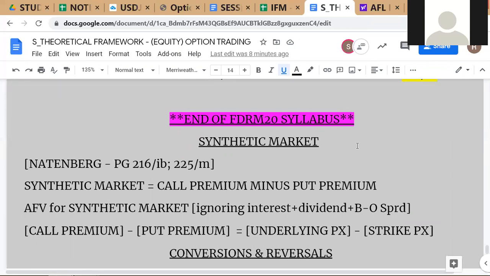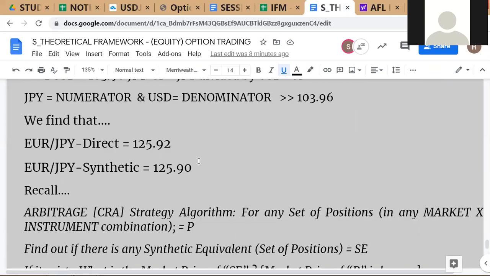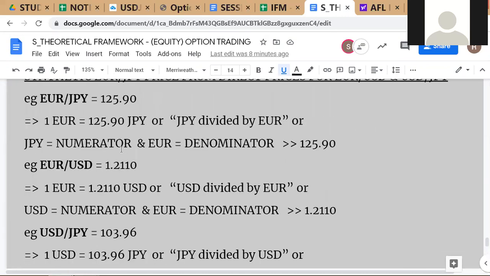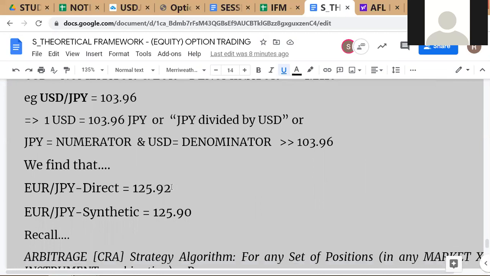If there's any variation between the two, there is an opportunity to arbitrage and make the two converge to each other, like we did in the case of the euro yen example, right? We saw that these are the three markets: the direct market for euro yen, and the indirect market by trading in euro dollar FX and dollar yen, indirectly creating a synthetic euro yen position. The cost of the synthetic is 125.90 and the cost of the direct is 125.92. So we will sell the direct and buy the synthetic, and as we do it in volume, they will converge to each other.